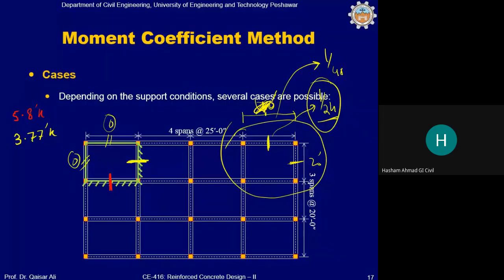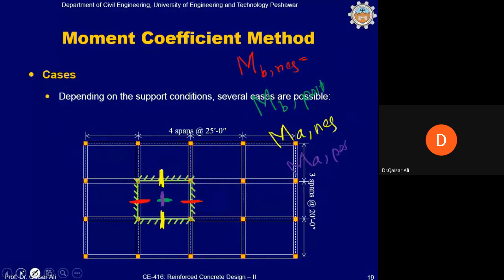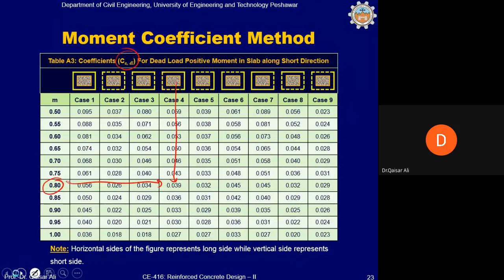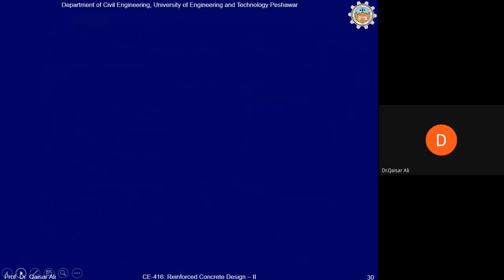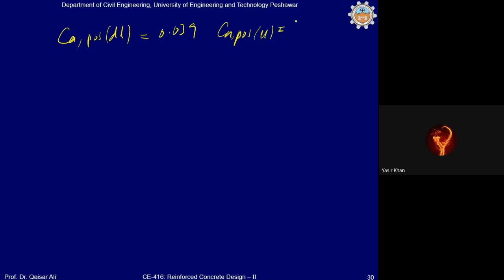अच्छा. Yes, sir. Now we will calculate the positive moment along the longer direction and the positive moment along the shorter direction. Okay, so we have already these coefficients. Using those coefficients we can calculate. CA positive dead load was how much? जल्दी बताए शाबाश. 0.039. And CA positive live load was how much? 0.048.